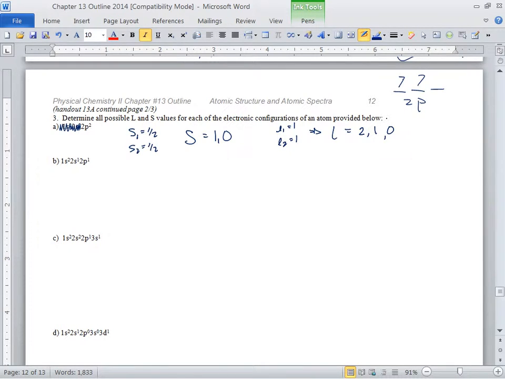Why don't we have 2 L's if it's just 2 P? Because each electron has its quantum numbers, little l, little s. So all we're really doing here is just prepping to make the big table, right? So we make our term symbols.